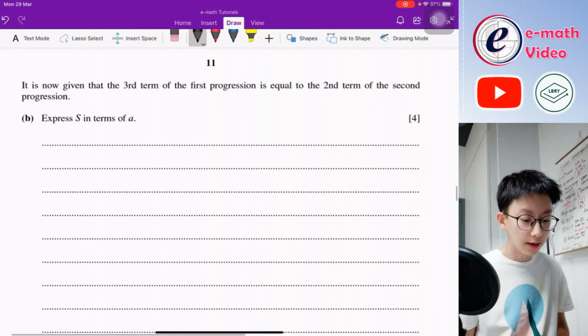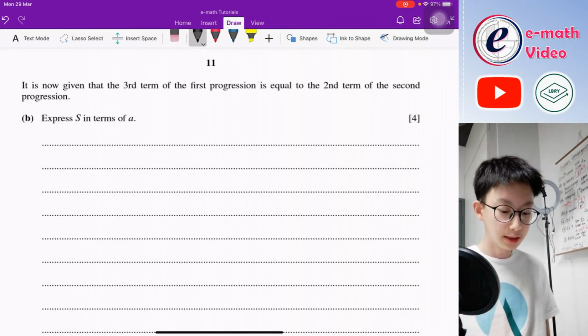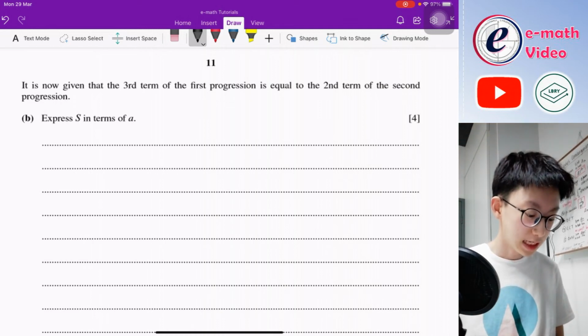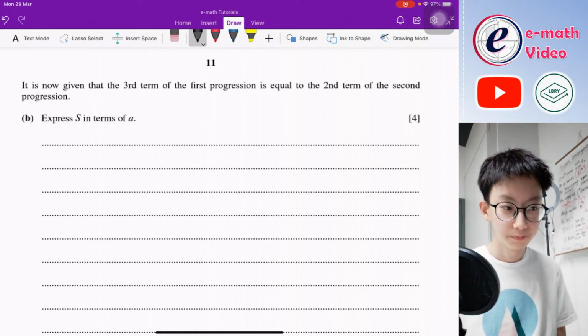Next, it is now given that the third term of the first progression is equal to the second term of the second progression. Express S in terms of A.